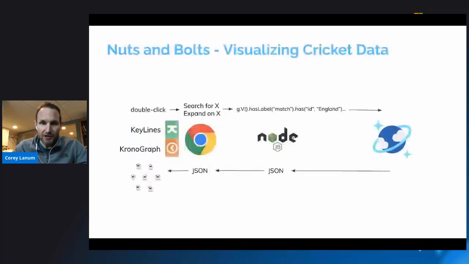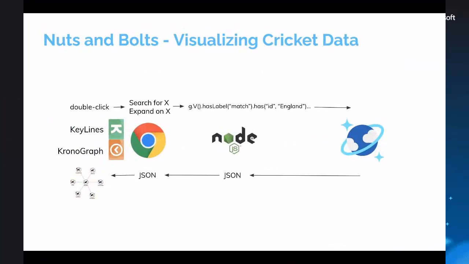So I've set up an architecture here to create an interactive web application to be able to work our way through this graph data. Now, I'm using our products at Cambridge Intelligence called KeyLines and KronoGraph to show this, but the concepts really apply regardless of what types of end-user-facing applications or toolkits you're using.